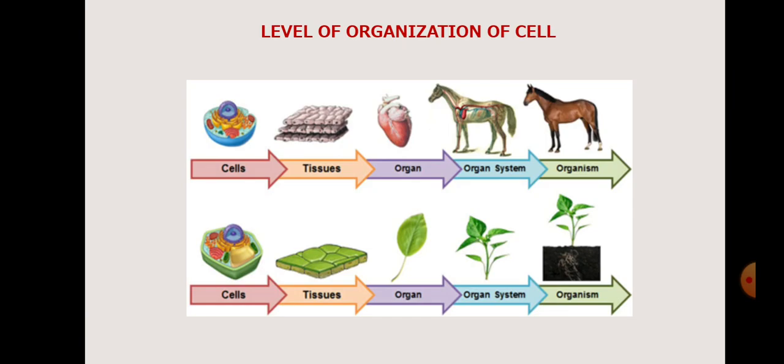So coming to the levels of organization, children, a group of cells form a tissue, a group of tissues form an organ, a group of organs form an organ system, and organ systems group to form an organism.